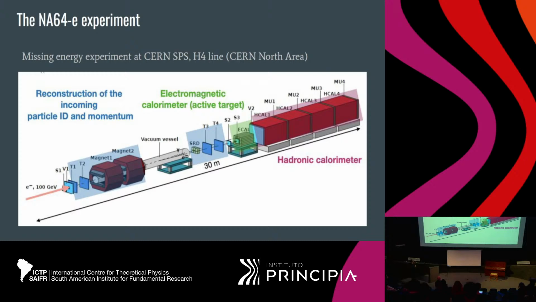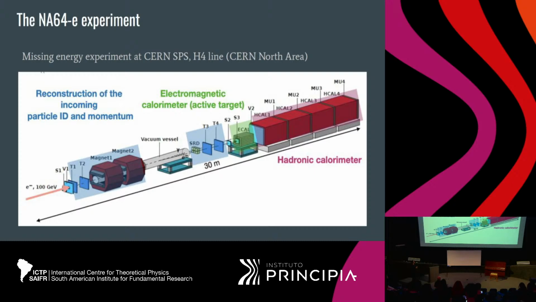The sketch of the experiment is this one. The active target, the dump itself, is this small part here. All the other components of the detector are just there to be sure, for example, that the particle that is coming is really an electron with 100 GeV, and that nothing else is escaping from the calorimeter, and to veto all the standard model particles that may be produced and escape from it.